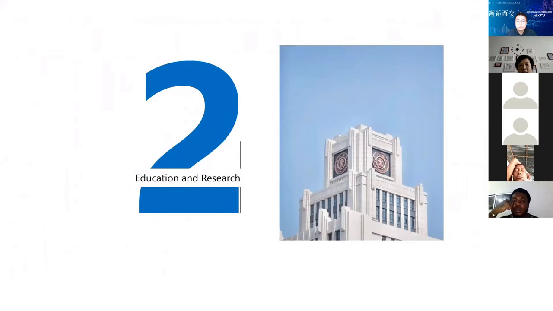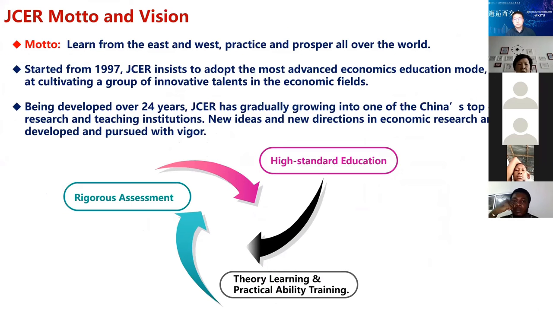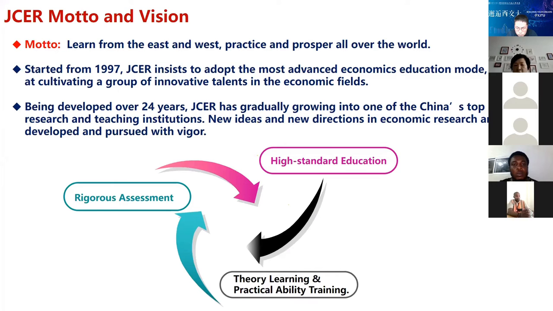Okay, then the second part, I would like to introduce the education and research situation of our center. The motto of our center is, we say, learn from the East and West, practice and prosper all over the world. Started from 1997, our center insists on adopting the most advanced economic education mode and aims at cultivating a group of innovative talent in the economic area. So right now, our center has gradually grown into one of the top Chinese economic research centers and teaching institutions.